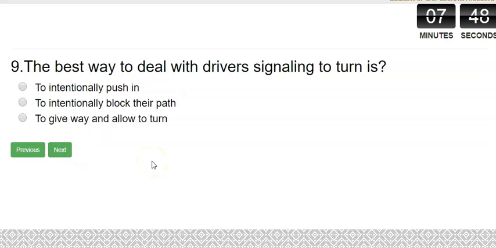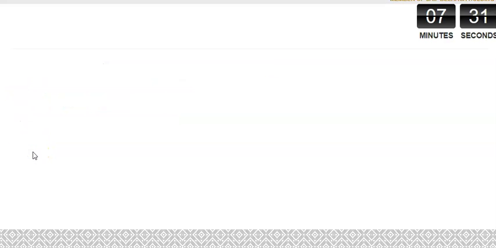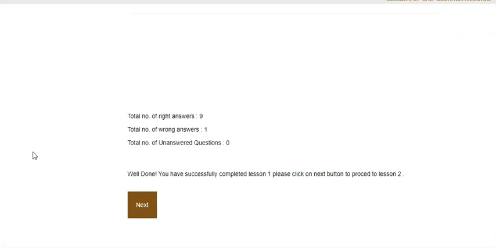The best way to deal with a driver signaling to turn is to give way and allow them to turn. Driving too fast for the situation is unacceptable driving behavior. So let's see what our score comes to. There were 10 questions, and okay, we have answered one wrong. So our total score is 90.